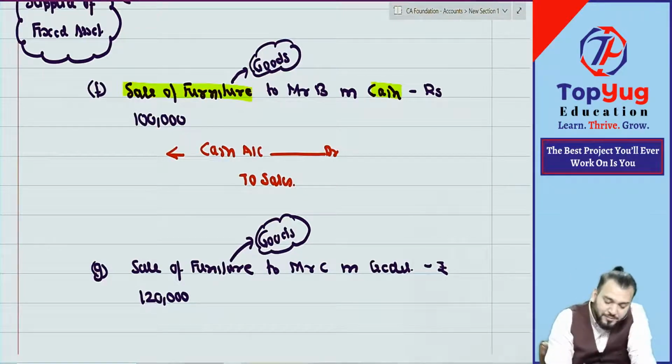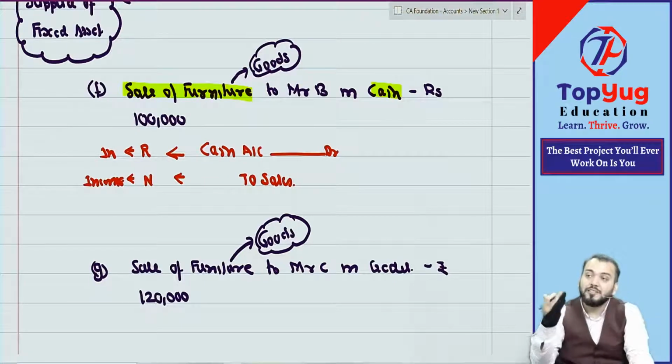So the cash is what? Real account. Debit what comes in. Your cash is coming in. And sales is what? Nominal account. And credit all income. Credit all income. You have debited the income.